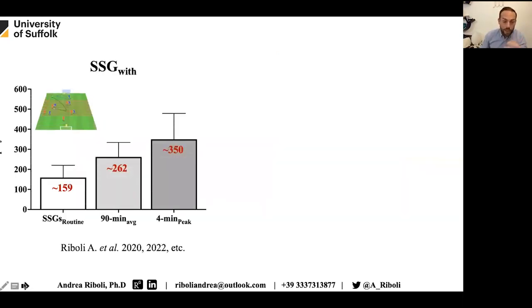Therefore, concluding, we highlight that training routines usually utilize a lower pitch size than is required to replicate the 90-minute average, and mainly the higher area per player required to replicate the 4-minute peak. So we need to consider a different training load management using small-sided games. We need to manage the higher area per player to try to replicate the average match demand, or the most demanding period of match play of 4 minutes in duration.